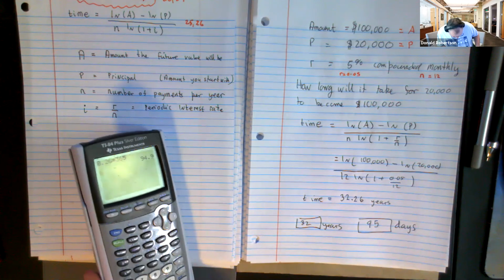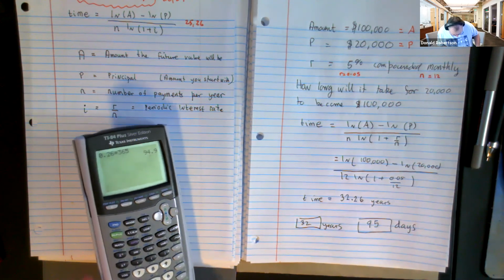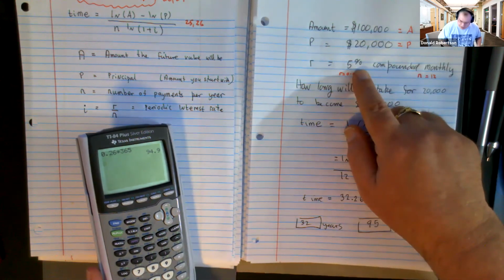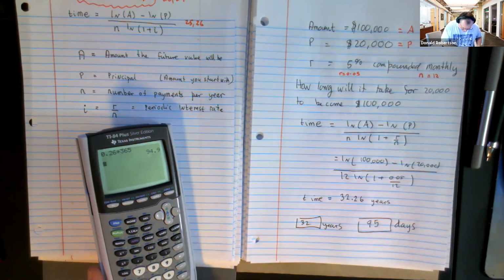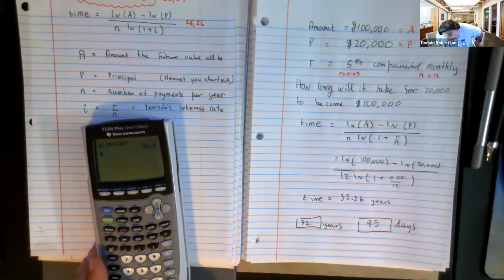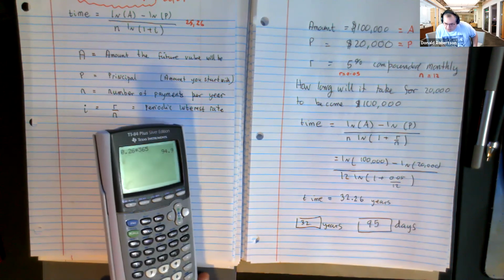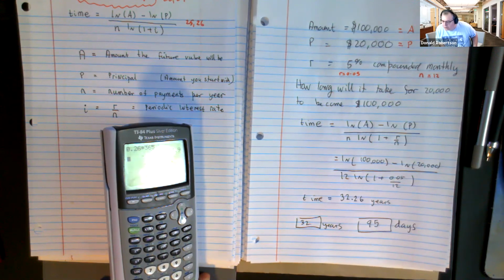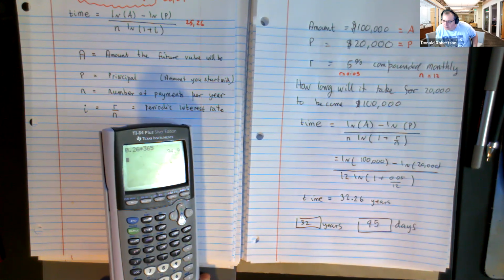So if I wanted 20,000 to turn into 100,000 and it was compounded at 5% monthly, it would take me about 32 years for that to happen. That's a long way, isn't it? And 95 days, so 32 years and 3 months, roughly. Are we good?